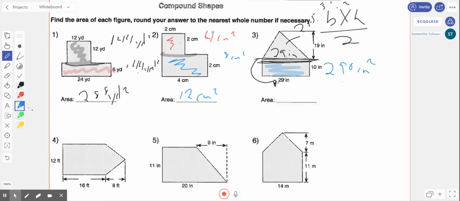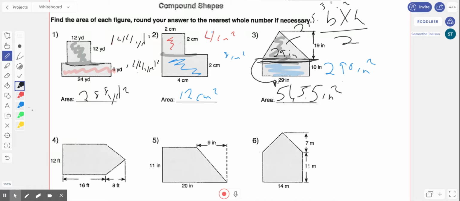So now I'm going to take my 275.5, which is the measurement of my triangle, and I'm going to add 290 to it. And I get the area of this entire figure to be 565.5 inches squared.